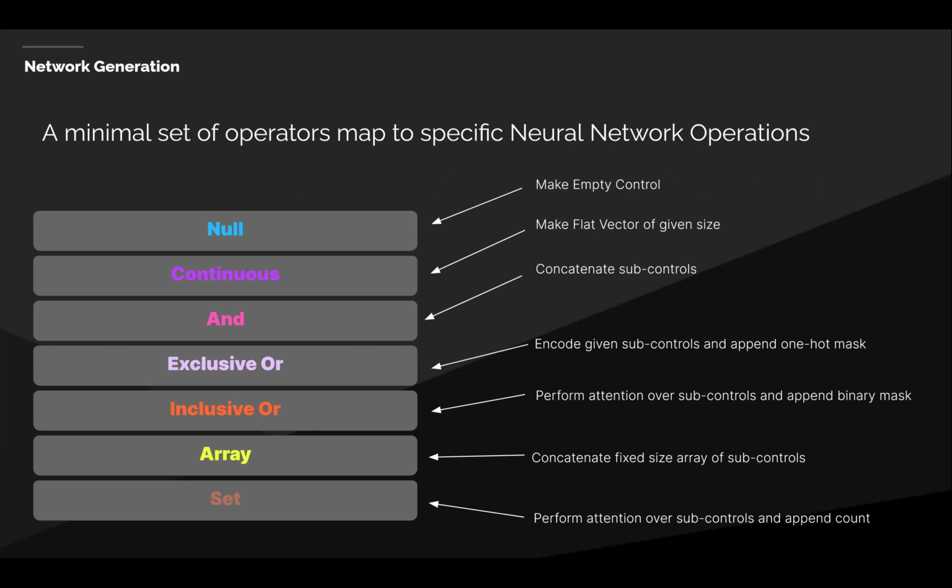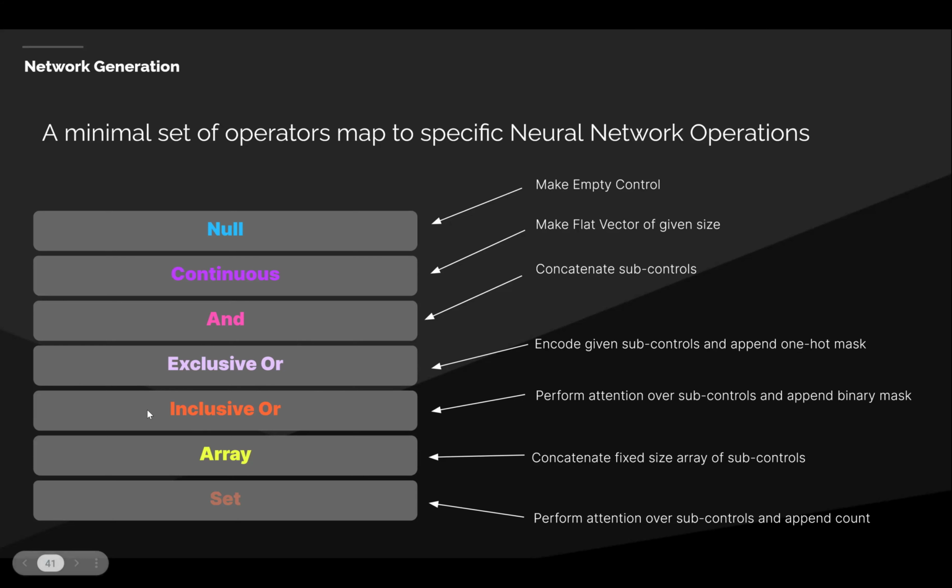So in this case, basically we have, okay, the null control. This is just an empty vector. We could have a continuous control of some fixed size. So say we want to give a position. This is like a 3-dimensional vector. We have an AND. So this is going to concatenate a whole bunch of sub controls into one. An exclusive OR. So this is kind of saying, okay, either I'm going to give this control or I'm going to give this control. And the way this works is we have separate encoders for each control in this clause. And then we append a one-hot mask saying which one was given.